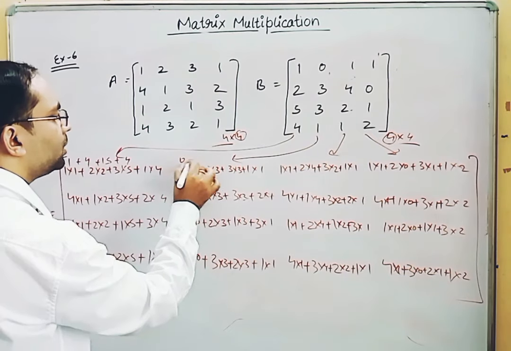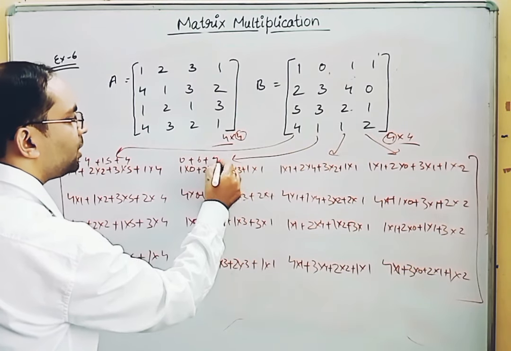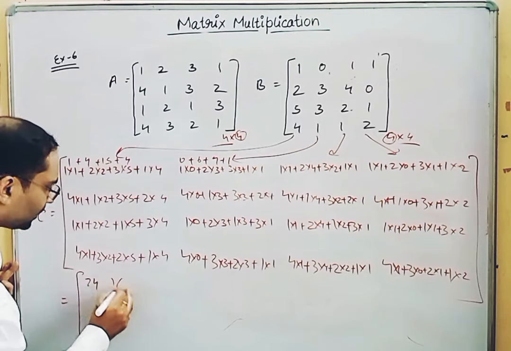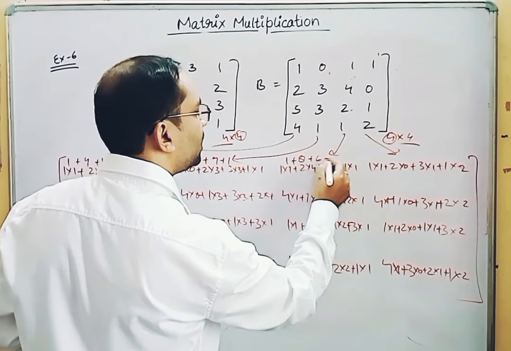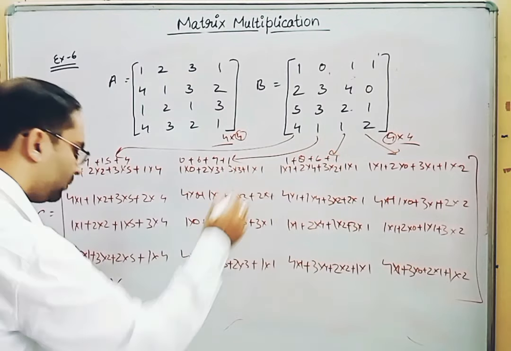Next is 1 into 0 is 0, 3 2s are 6, 3 3s are 9, and 1 into 1. So we can have 6 and 9, 15, and 1, 16. Then 1 into 1 is 1, plus 2 into 4 is 8, 3 into 2 is 6, and 1 into 1 is 1. So 8, 1, 9, 9 and 6 is 15, and 1, 16.